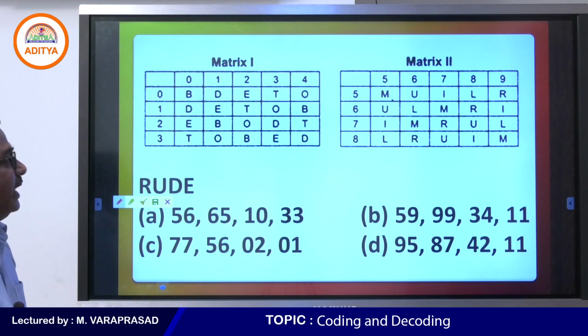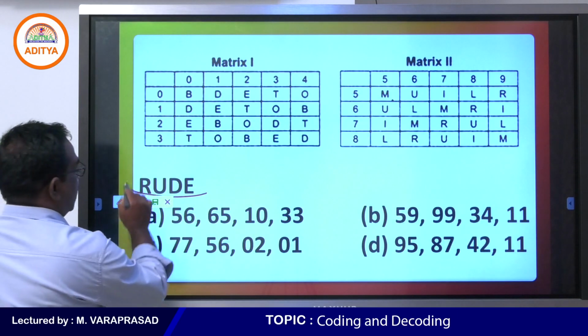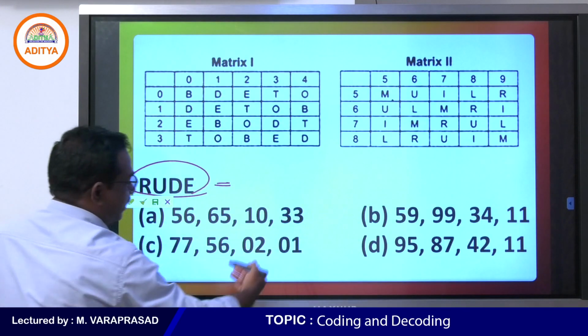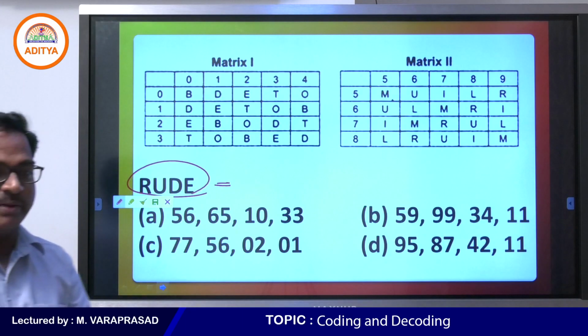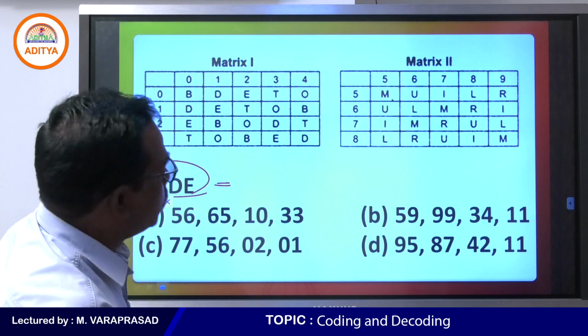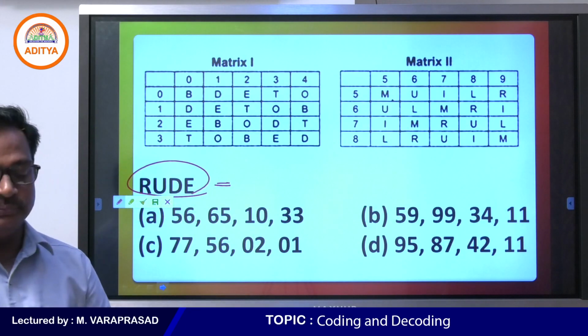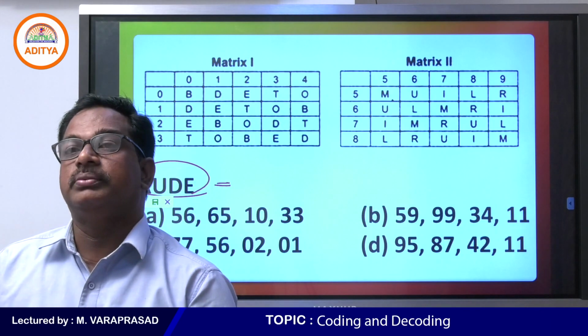Let me know what the word root will be. Which option is the correct answer for root? Matrix 1 and matrix 2 are given. Numbers and letters are given. So what answer will you get? Road. Now you need to tell.